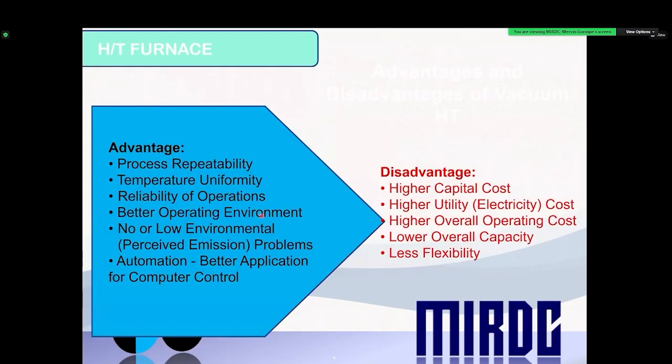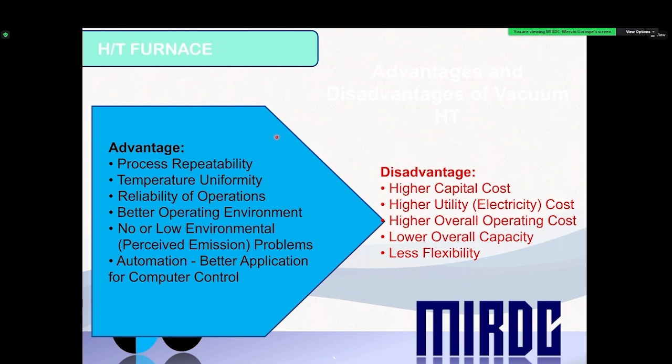Another advantage is process repeatability and temperature uniformity. In the vacuum furnace, there are reliable operations, a better operating environment, no environmental problems, and of course, it is better suited for computer control. That is the vacuum furnace. As I said, it is computer controlled, you just press the program once it is loaded, then after 1.5 hours, it's done and the steel is hard. That is what happens in the vacuum furnace.